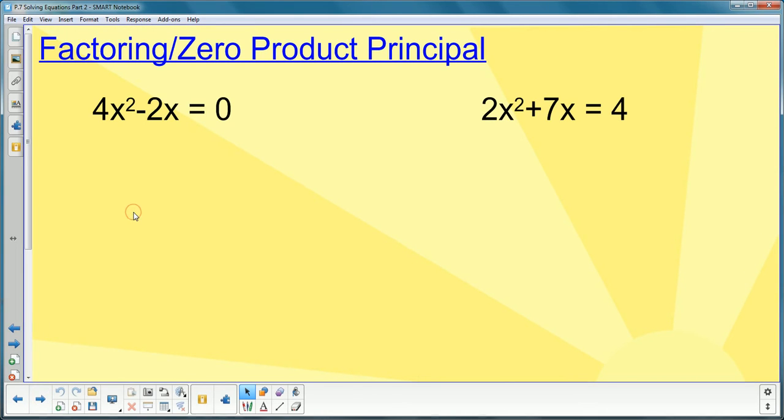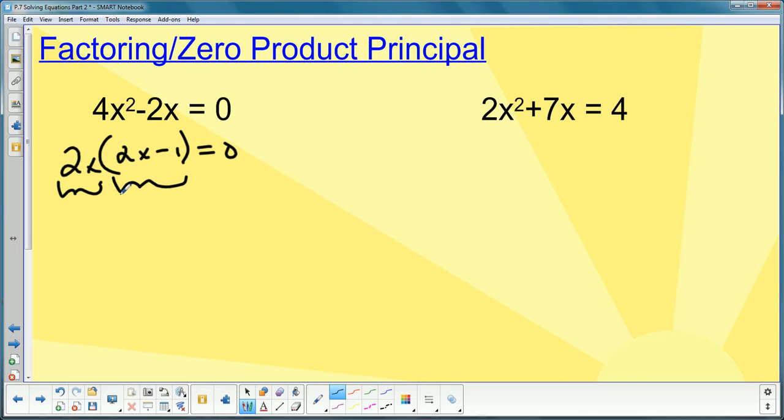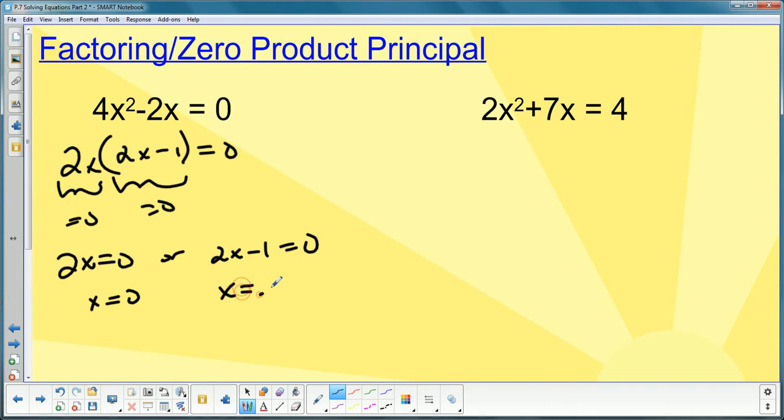So if we talk about factoring and the zero product property, here we start by factoring. We're going to take out a 2x, which would leave us with a 2x minus 1 on the inside. What the zero product property says is that we can split these two factors, because if either one of those is equal to 0, then 0 times anything else will be 0. So we have 2x equals 0 or 2x minus 1 equals 0. Solving, we get x equals 0 for that one. We add 1 to both sides, divide by 2, and we get x equals 0.5 for that one.